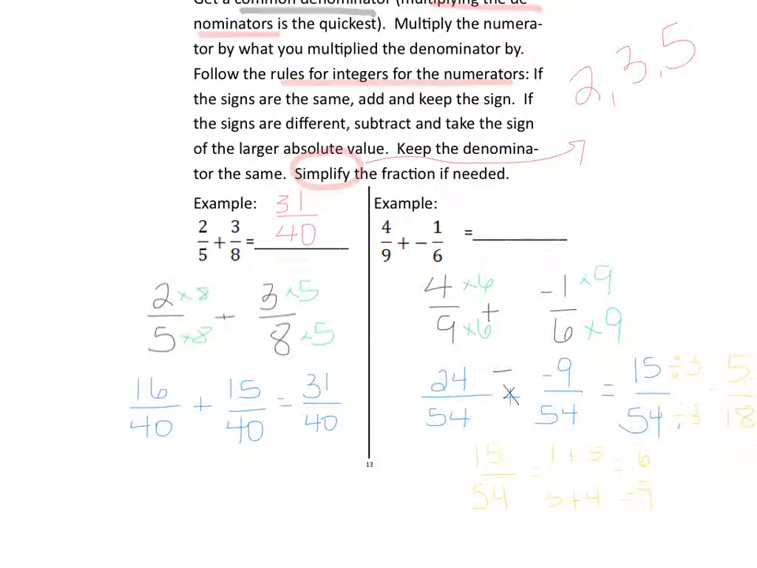Therefore, we end up with the answer 5/18. And we knew it was going to be a positive answer because the 24 is larger than the 9, meaning the 4/9 is larger than the 1/6, and the 4/9 is positive. So therefore, our final answer is positive.